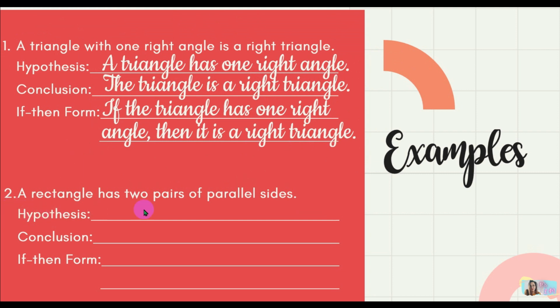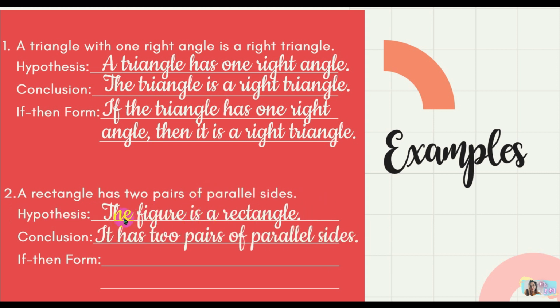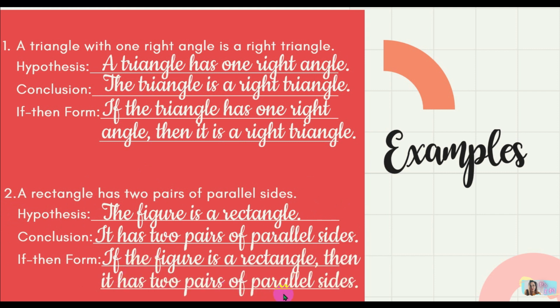Okay, next, a rectangle has two pairs of parallel sides. If the figure is a rectangle, therefore, it has two parallel sides. Hypothesis is that the figure is a rectangle or the shape is a rectangle. Then for the conclusion, it has two pairs of parallel sides. To write its if-then form, we're going to combine these two by adding the word if and adding the word then. So we have if the figure is a rectangle, then it has two pairs of parallel sides. So first, you have to know the hypothesis, then the conclusion, then para mabuo yung if-then form, gagamit tayo ng word na if at gagamit tayo ng word na then.